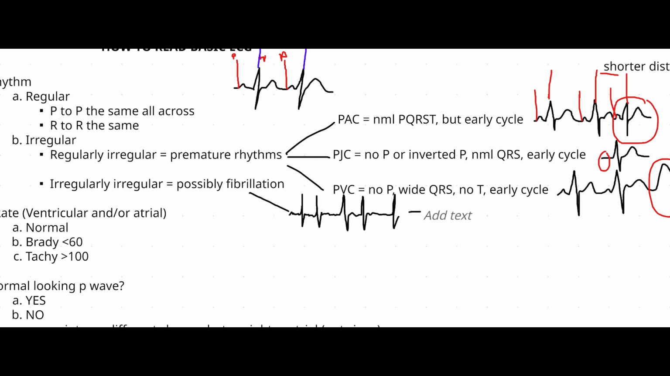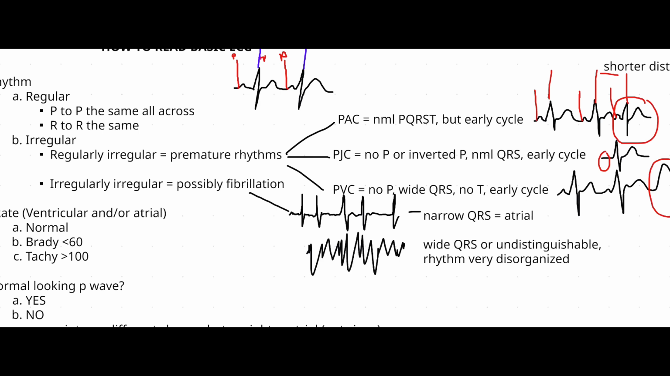There we go. So here, if it looks like that, wide or indistinguishable or very disorganized, that's ventricular. That's a VFib. Okay. Yes, absolutely.